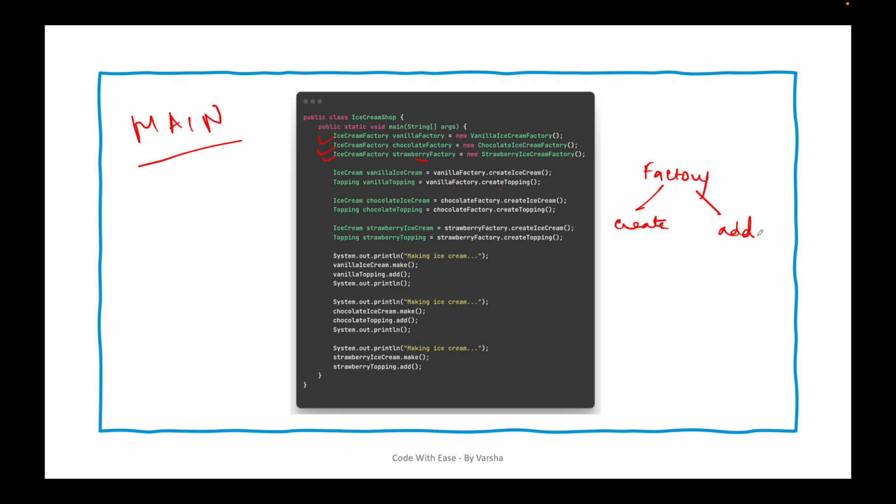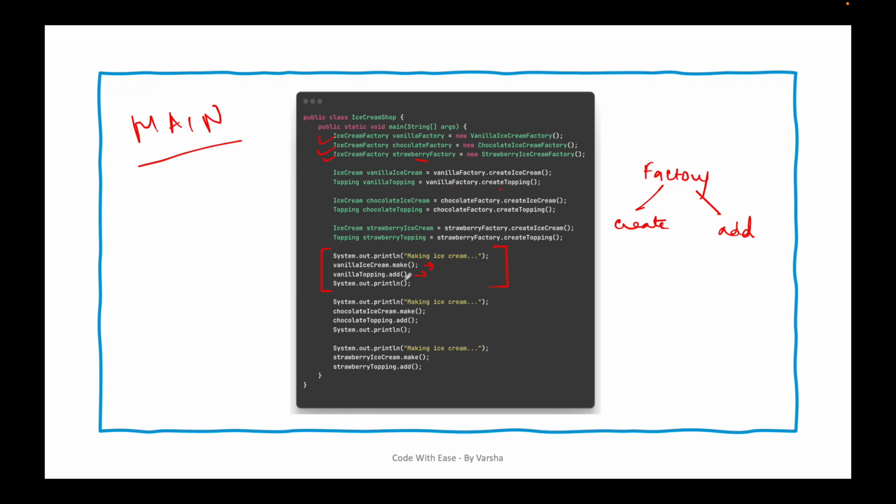Now when we saw the factory method, the factory was only concerned about making the ice cream. Now the factory class is not just making the ice cream, it is also adding the topping. So now there are two responsibilities of the factory class. After all of that is done, this is the final place where it is being executed, where we are saying making ice cream, then vanilla ice cream dot make, which will print making vanilla ice cream, vanilla topping dot add, which will say whatever topping we are adding over here, and then we are printing it.